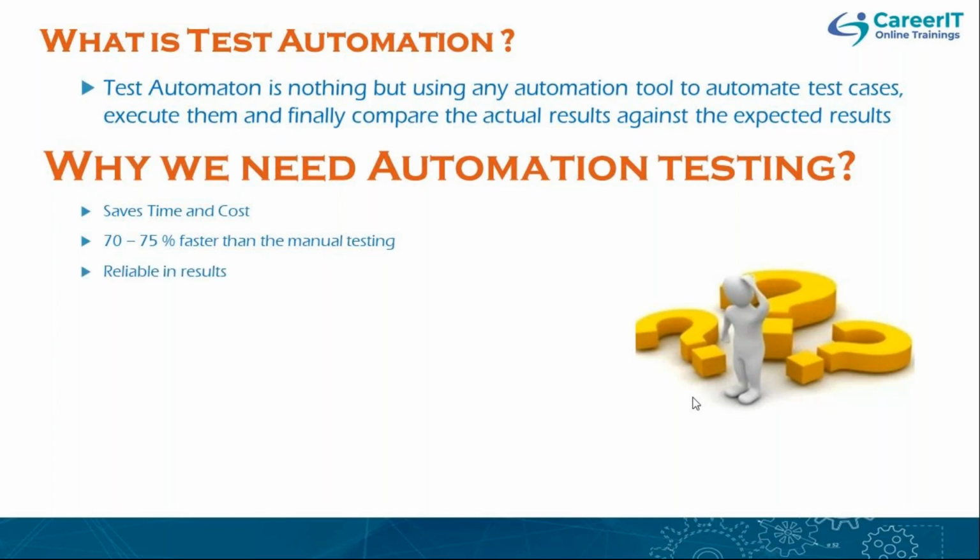Then the results which we get are more reliable, guys, because you have an option in Selenium test automation to take a screenshot whenever any test case fails, and log messages will be there. You can check what actually happened during the execution. So the results provided by the test automation tools will be more reliable.